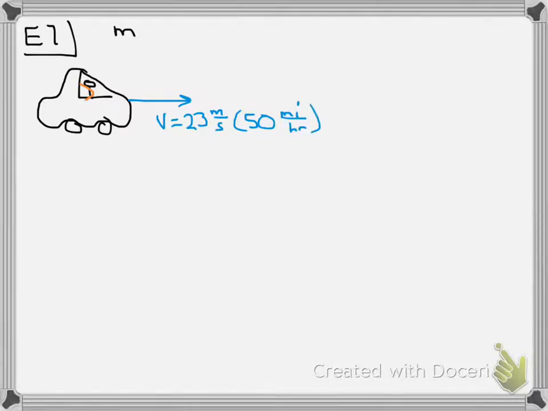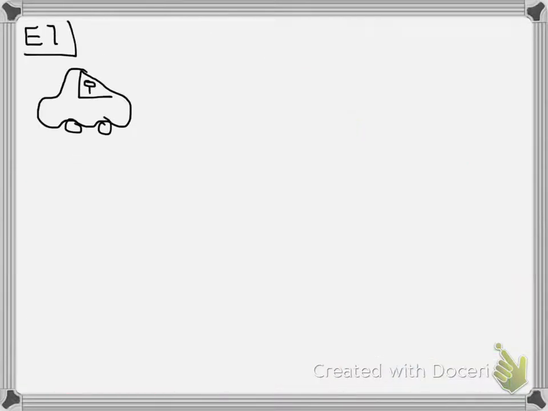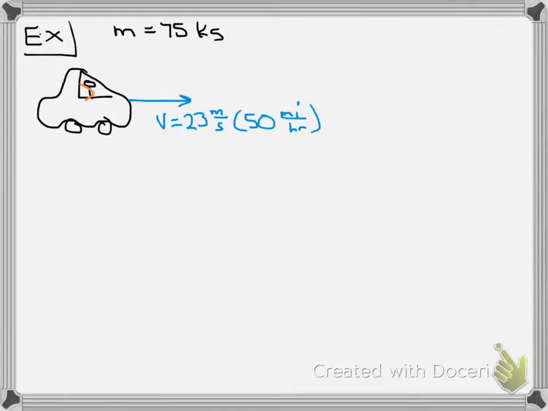Well, let's look at an example here. Let's consider that we have a car. So we have a car that is moving at 23 meters per second. That's about 50 miles per hour. And that the person inside the car has a mass of 75 kilograms.